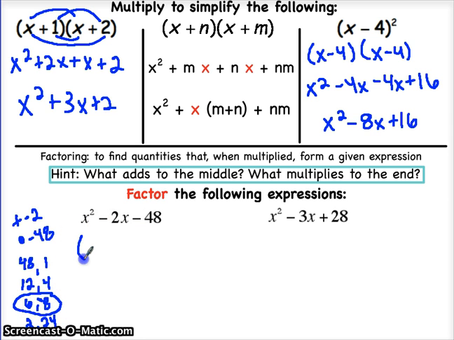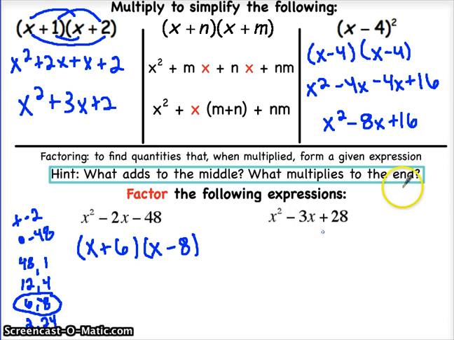And therefore we can write two factors down, one of which is x plus 6, and one of which is x minus 8. They're going to multiply 6 times negative 8 to negative 48. And when we add those two middle terms, 6x plus negative 8x will be a negative 2x.